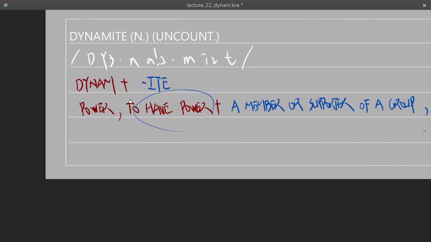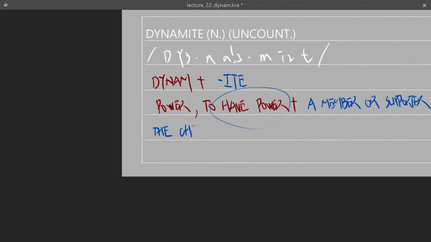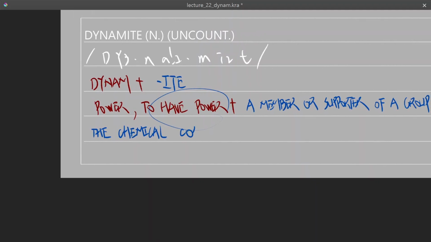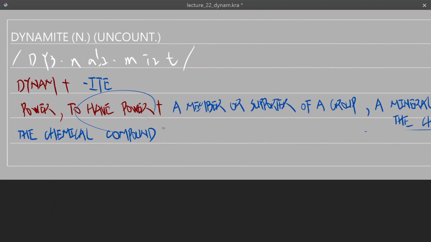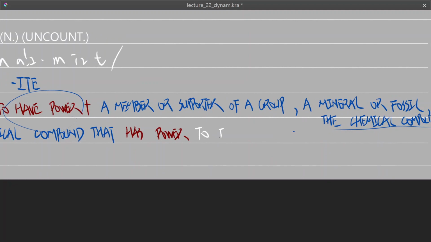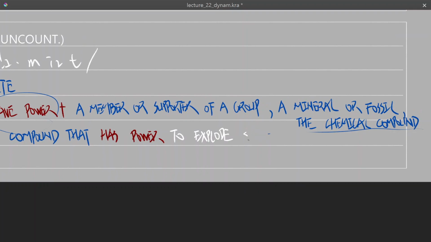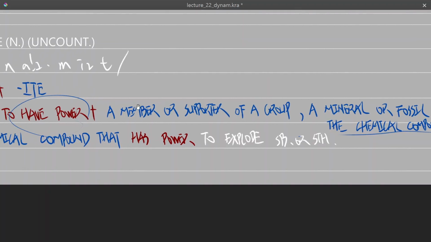That's it, dynamite. So the chemical compound that has this power to explode something, somebody or something. Alright, dynamite.